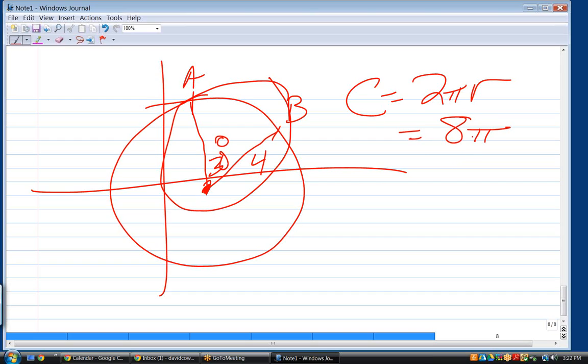What part of that circle is that? What fraction? 30 over what? If this is a 30-degree angle, what's the angle all the way around?